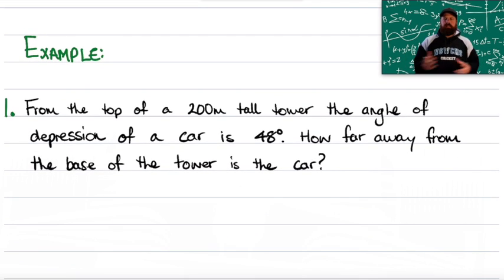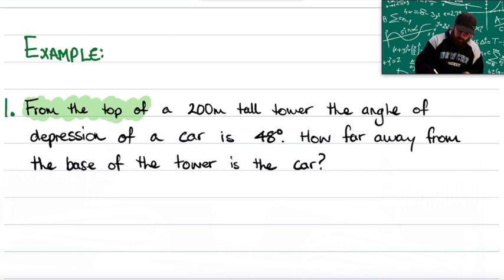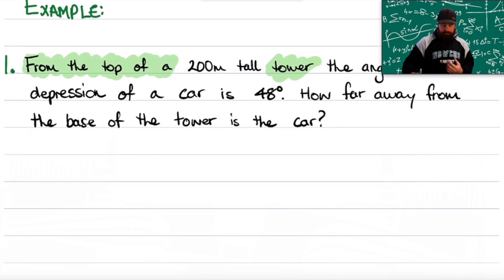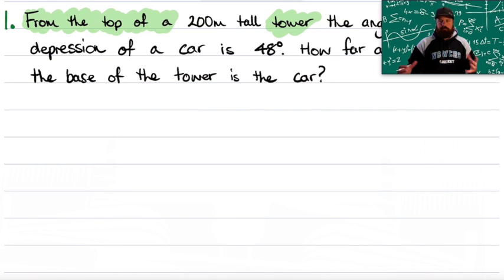Okay, so let's start off. From the top of a 200-meter tall tower. Before we go anywhere, we've recognized there is that word from again. So let's highlight that. From the top of a tower. Whatever we're doing, it's starting from the top of the tower. The angle of depression of a car is 48 degrees. How far away from the base of the tower is the car? All right, and when you scroll down, no diagram.